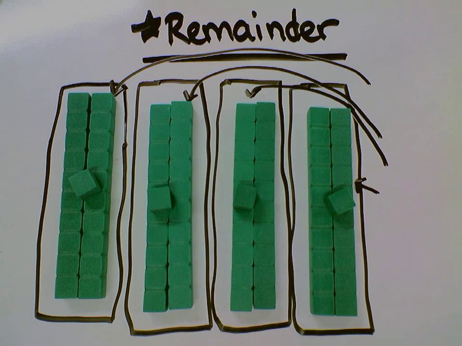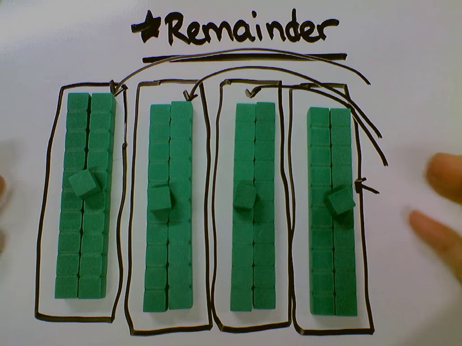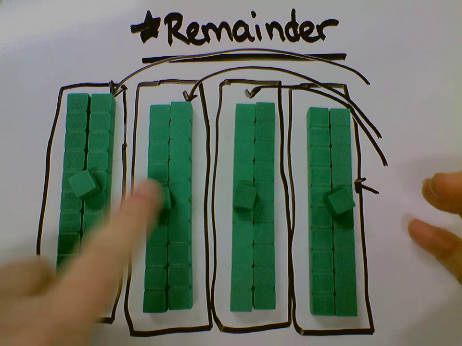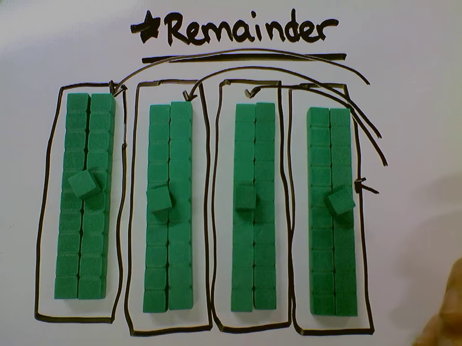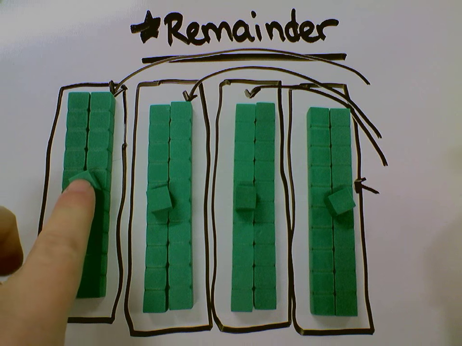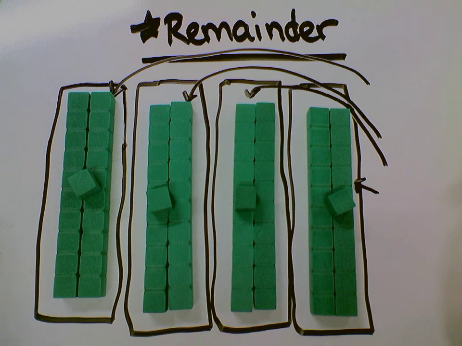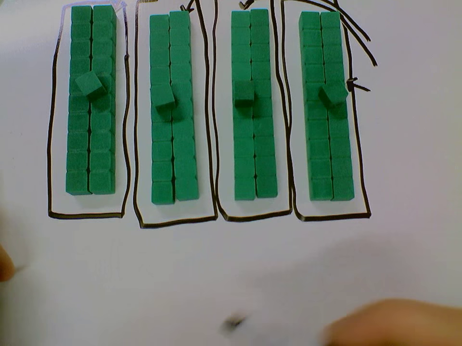Okay? So now I look and ask myself some questions. How many ones are in each group? 1. Okay. How many tens and ones are in each group? There are 2 tens, 1, 1. Okay. So write a number sentence to show the division that I've just done. Okay, so let's write that number sentence just below our model.